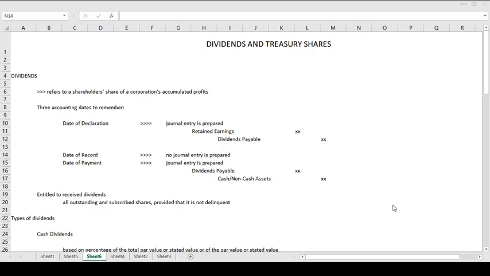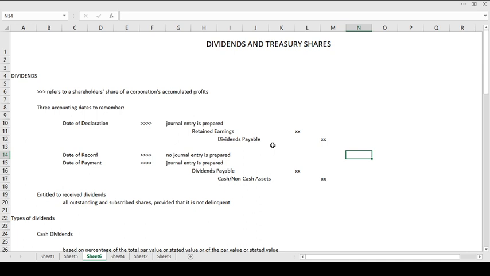For today's discussion, our topic will be about dividends and treasury shares. However, we are not going to discuss all dividends, because we will focus on the basic dividends only. The other types of dividends will be tackled in your auditing problems, so that the topics do not overlap. So, for today, our topic will be about dividends. Let's begin with dividends and then later on we will proceed to treasury shares.